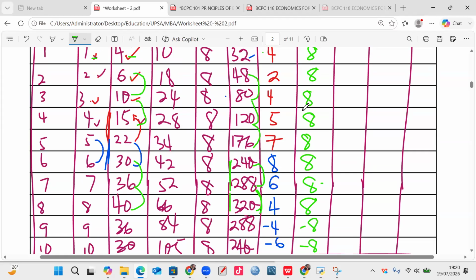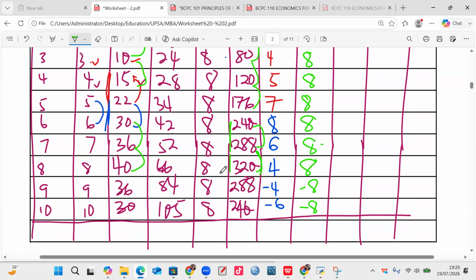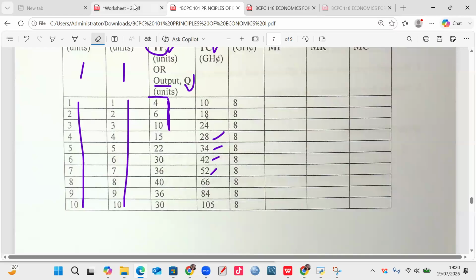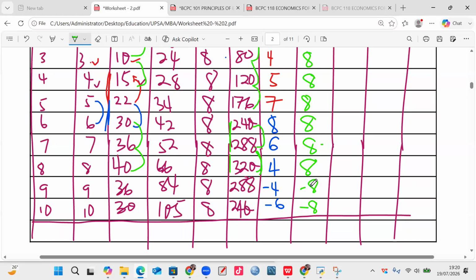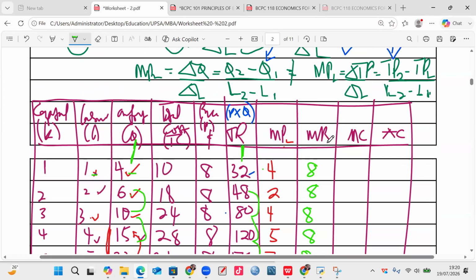So what do we learn here? We say that the price is the same as what? Wait, I think there's a mistake here. Yes, it's +8, right? Yes, +8, because the price must be the same as the revenue. P equals MR, right? That is at the optimal level. Okay, let's move on.